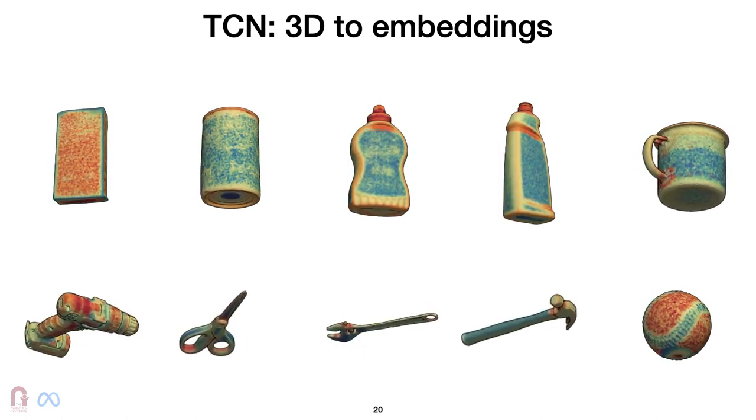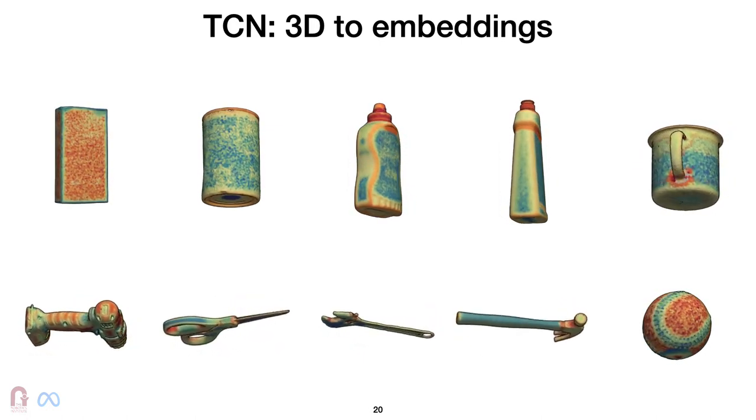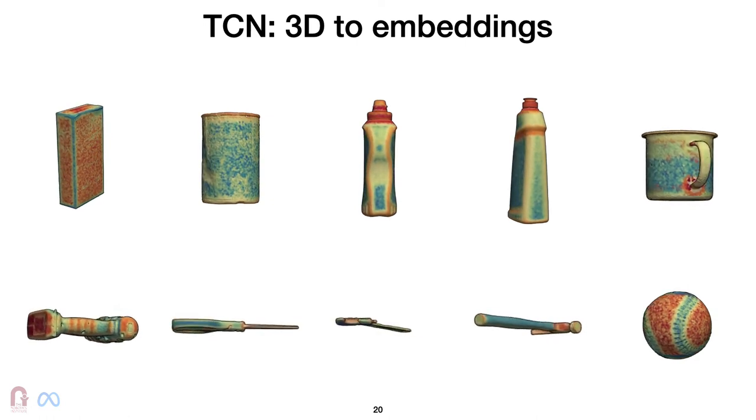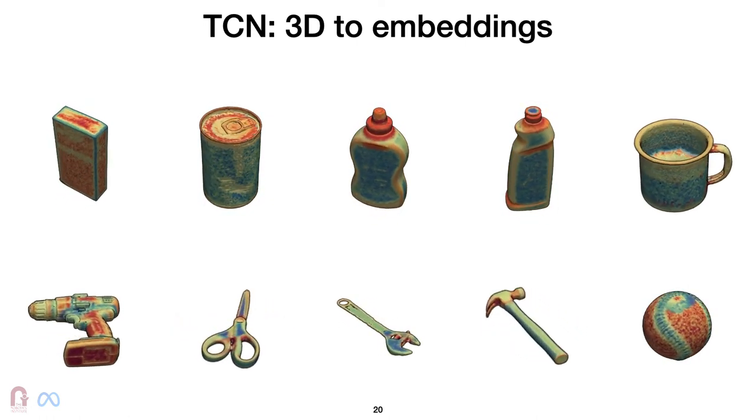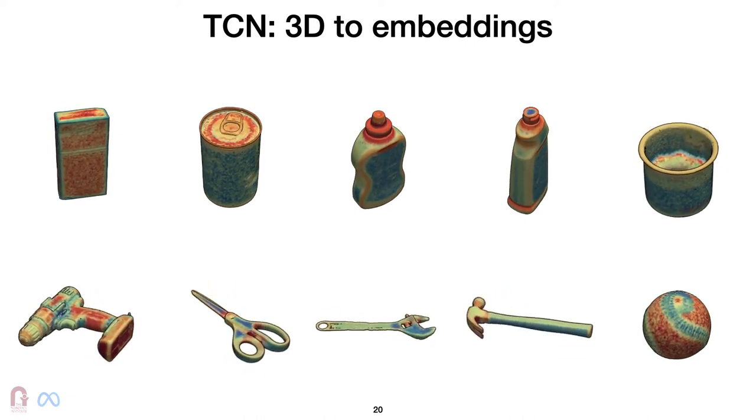When looking at the TSNE embeddings, we can see that we can delineate local geometry features, such as the edges on the sugar box, ridges on the power drill, corners on the scissors, and even the threads of the baseball.